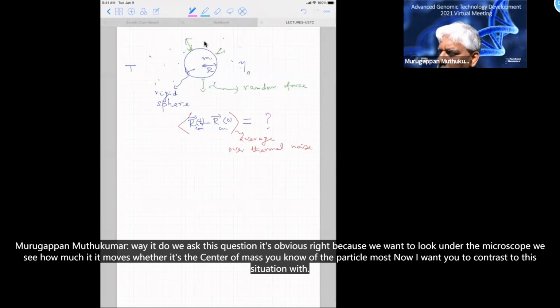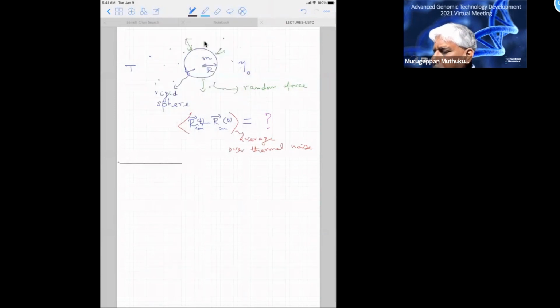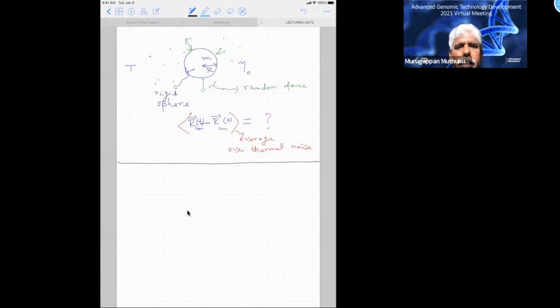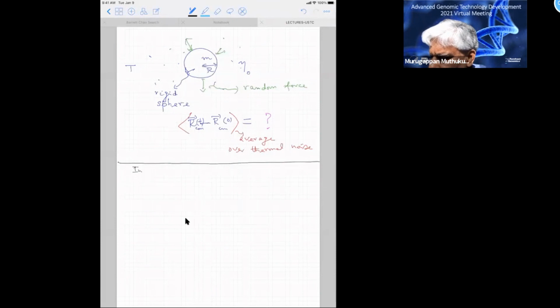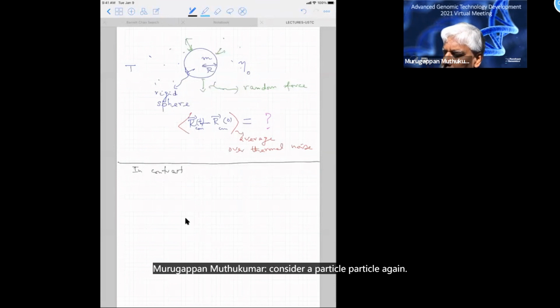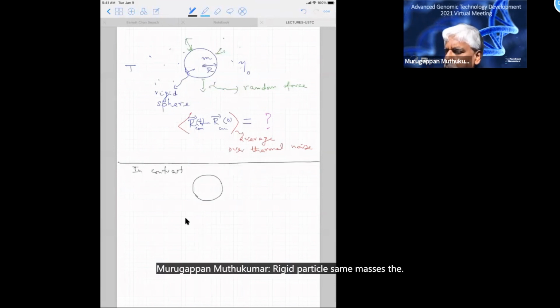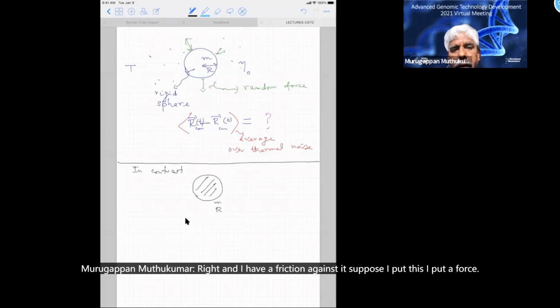Now I want you to contrast this situation with a Newtonian problem. This is a real problem, right? In contrast, consider a rigid particle, again, same mass m, radius r, right? And I have a friction against it.